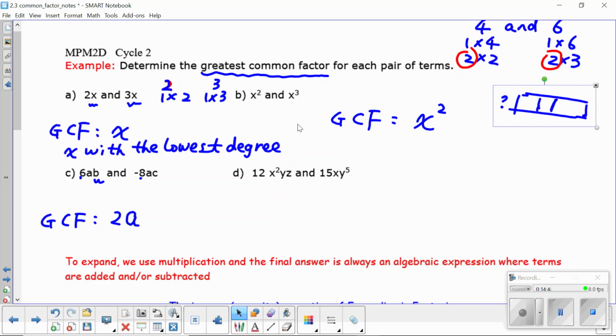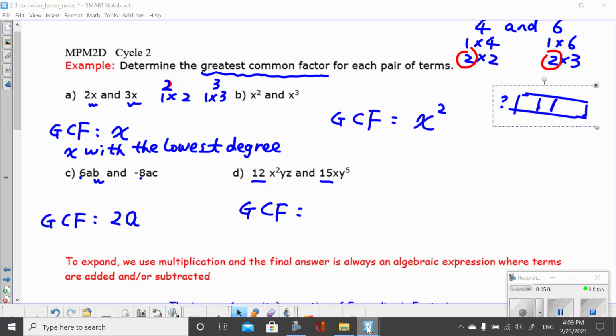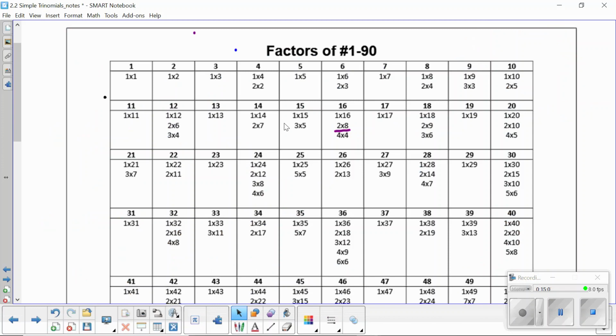Then after we practice this one, we are going to do the factoring. So this one, we are going to focus on numbers first. Greatest common factor for the numbers 12 and 15. Get your factor number sheet out, 15 and 12. So we are going to see 12 and 15.